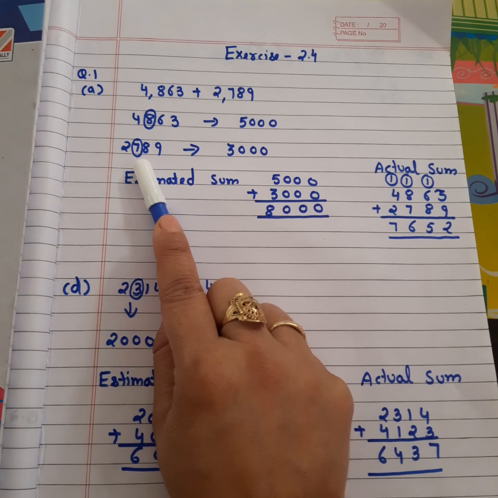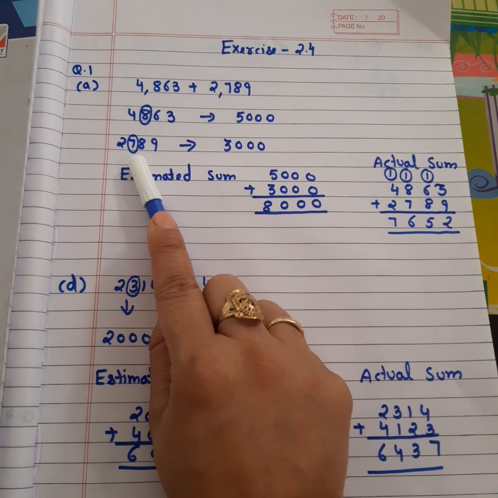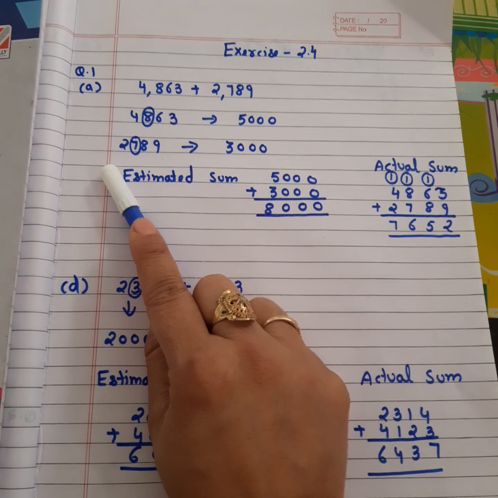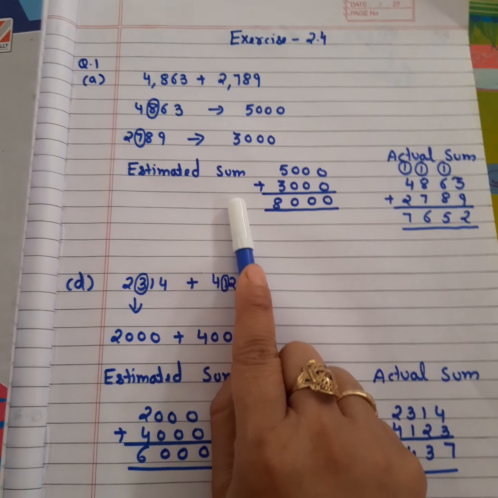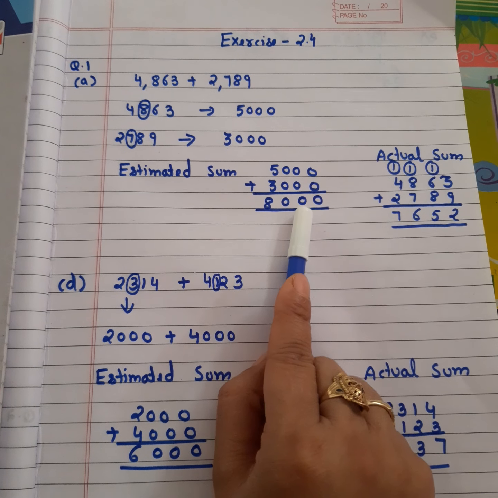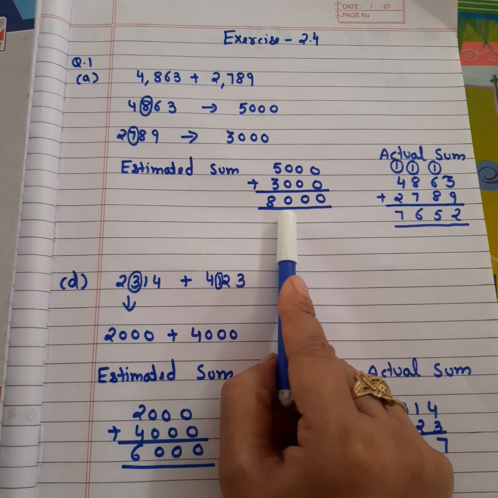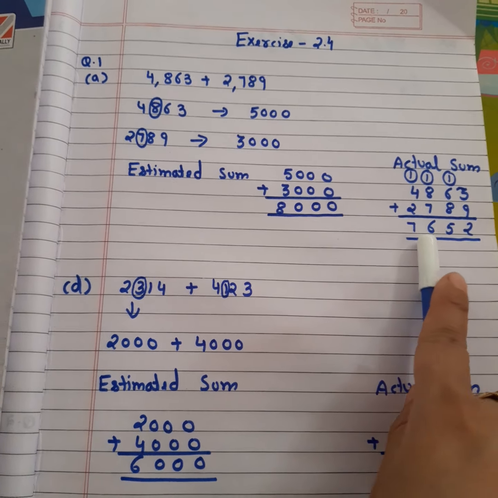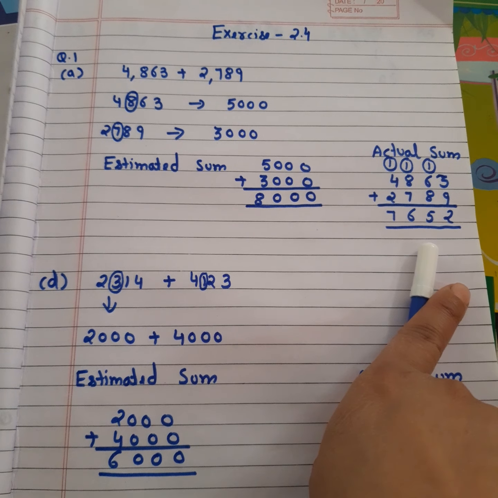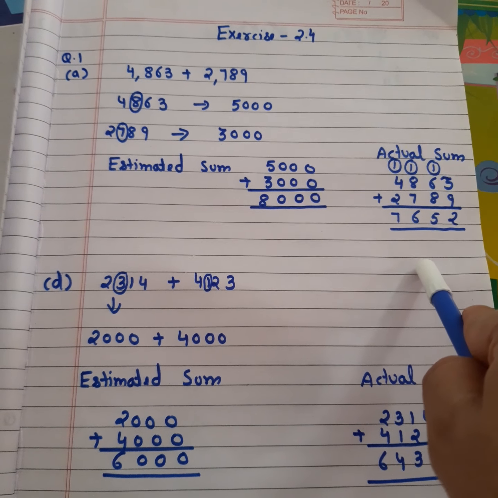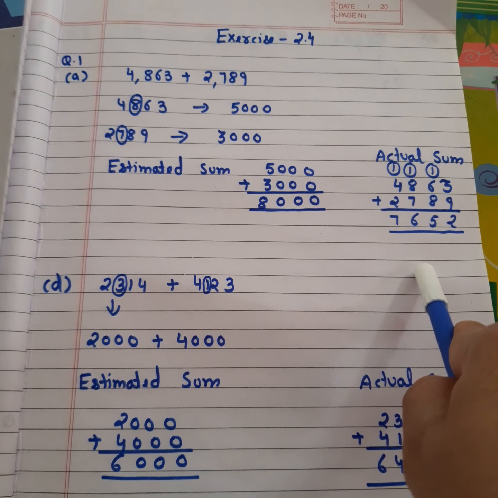Same with 2789. We have to check the hundreds place. Here the hundreds place is greater than 5, so the thousands place will be incremented by 1, that is equal to 3000. Now we have to calculate the estimated sum. We just add the estimated values of these two numbers and it becomes 8000. Clear? Now we have to calculate the actual sum. For calculating the actual sum, I add these two numbers and I will get my actual sum. Addition you can do on your own.